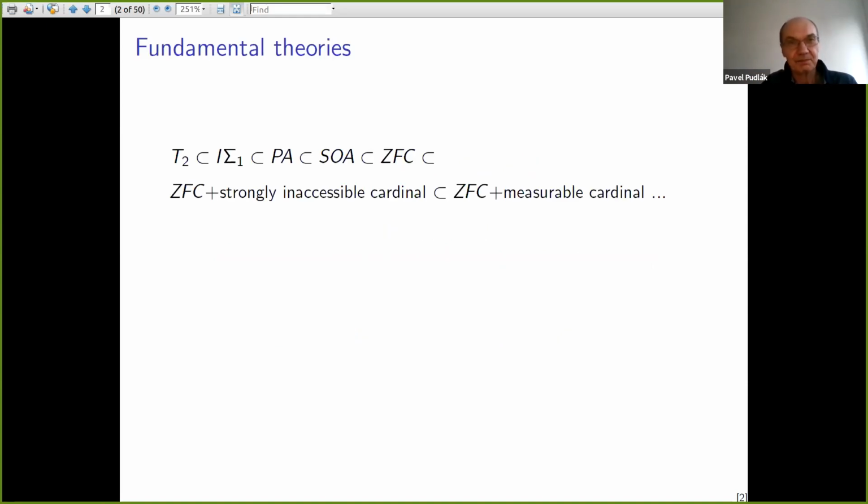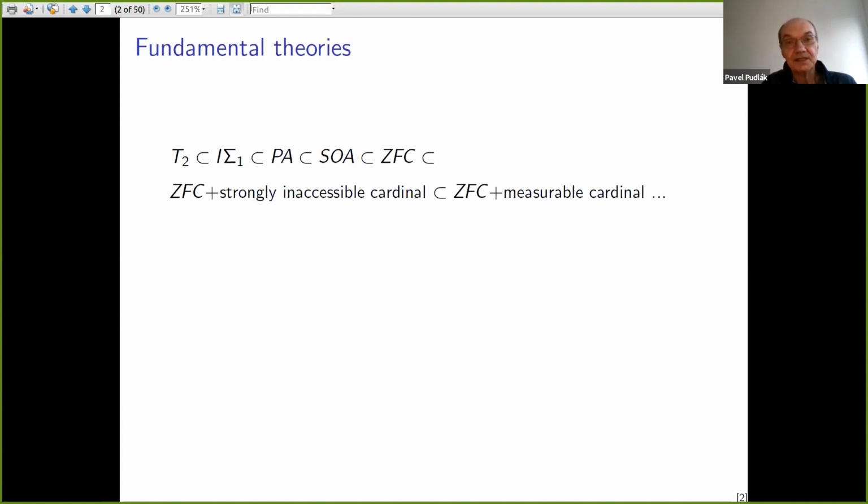So I'll start with some background from the foundations of mathematics. We use various theories to formalize arithmetic or set theory. These theories are of increasing strength. Here on the slide, we have T2, which is bounded arithmetic. So I should have also included S12 that was mentioned before, which is a fragment of T2. Then we have a fragment of Peano arithmetic called I sigma 1, which is induction for sigma 1 formulas.